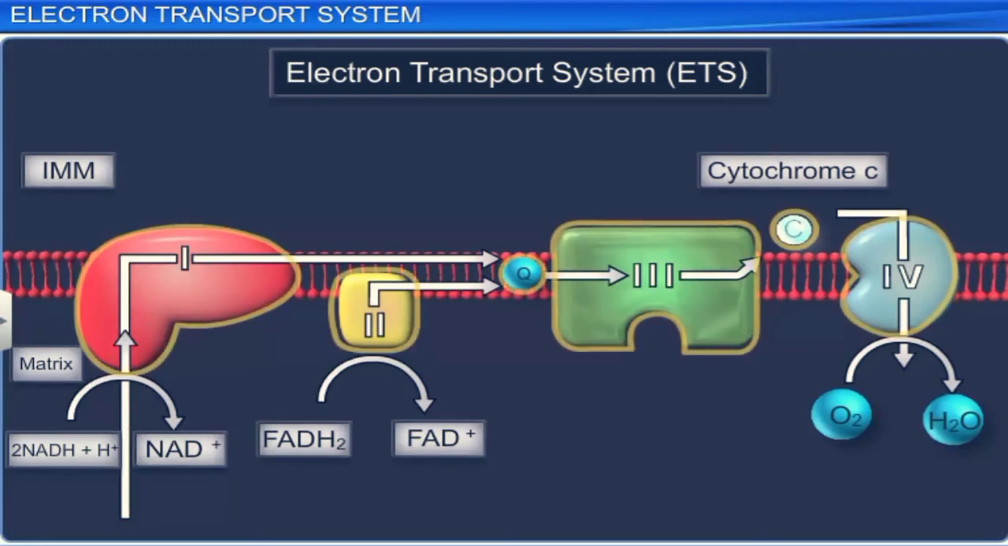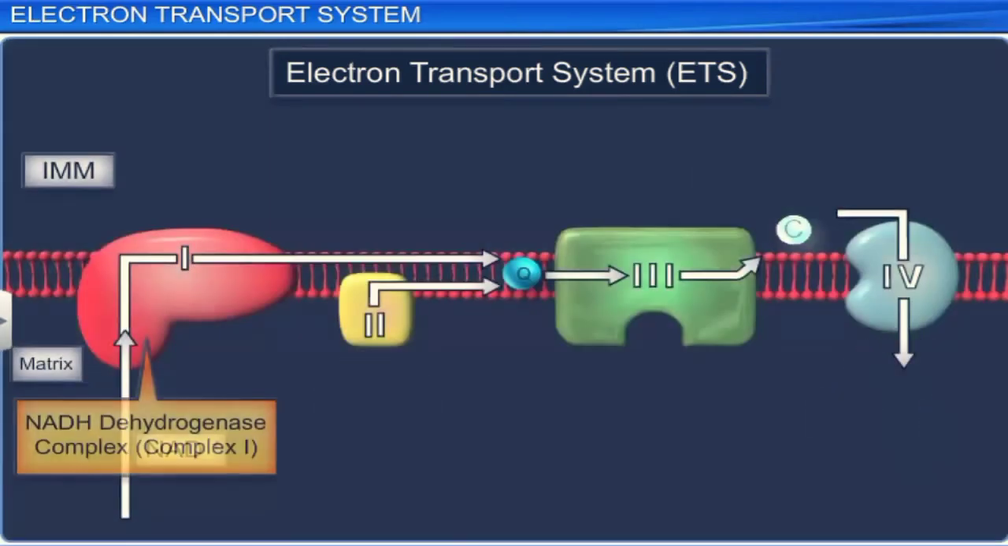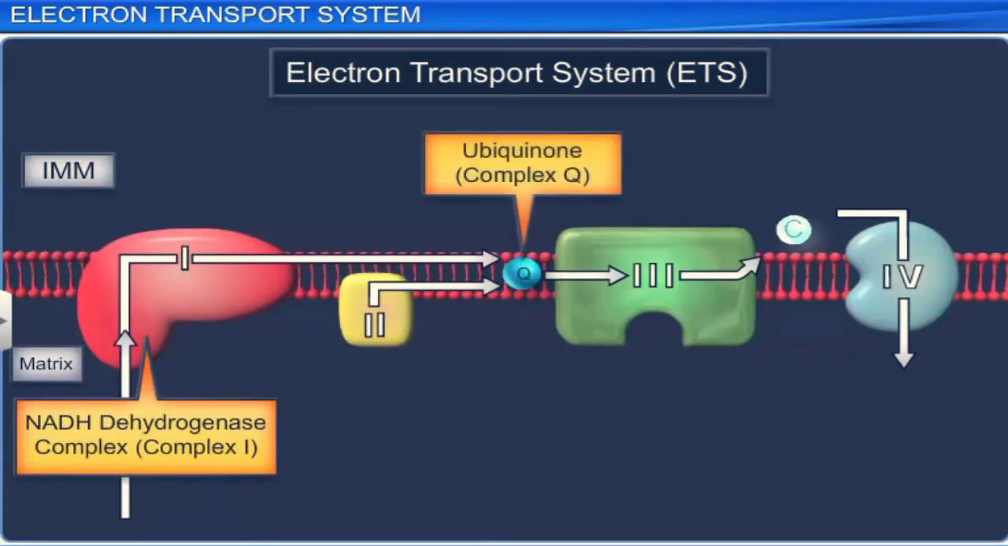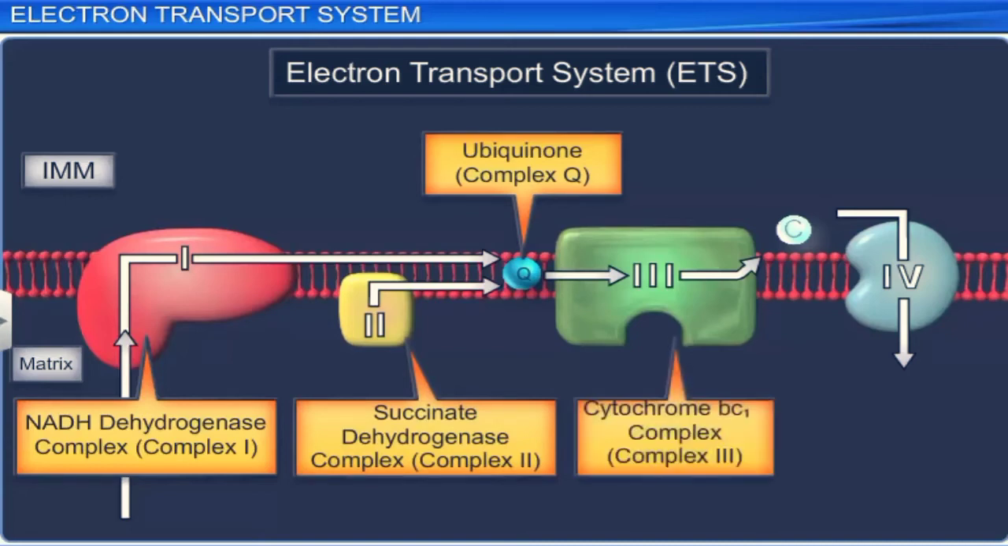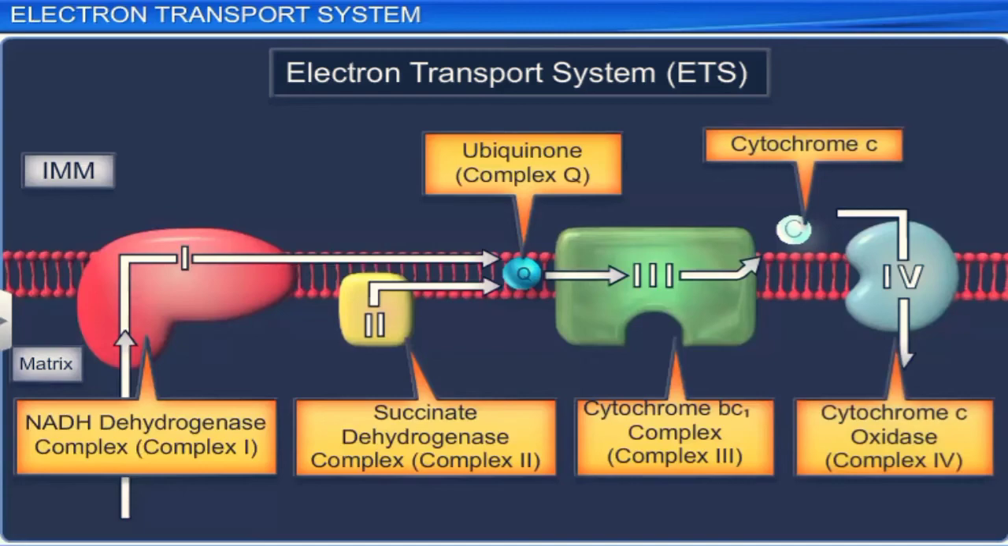ETS comprises several electron carriers that include NADH dehydrogenase complex or complex 1, ubiquinone or complex Q, succinate dehydrogenase complex or complex 2, cytochrome BC1 complex or complex 3, cytochrome C, and cytochrome C oxidase or complex 4.